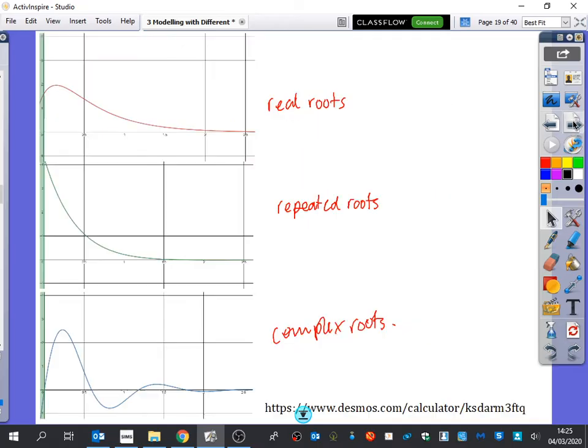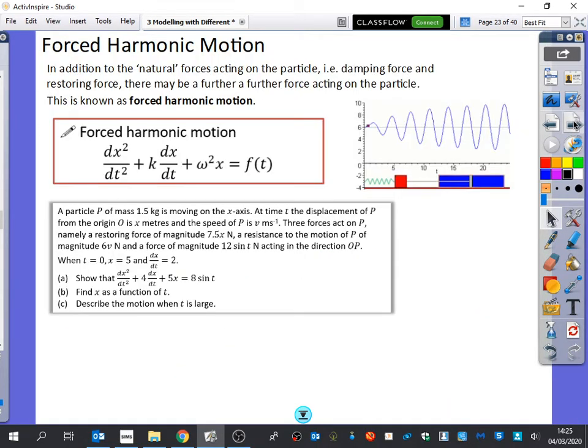So we are now going to look at a different kind of question, which is called forced harmonic motion. Forced harmonic motion gives us a bit more information, more things that might be happening. In addition to the natural forces acting on the particle, which could be the damping force and the restoring force, there may be a further force acting on the particle. This is known as forced harmonic motion.